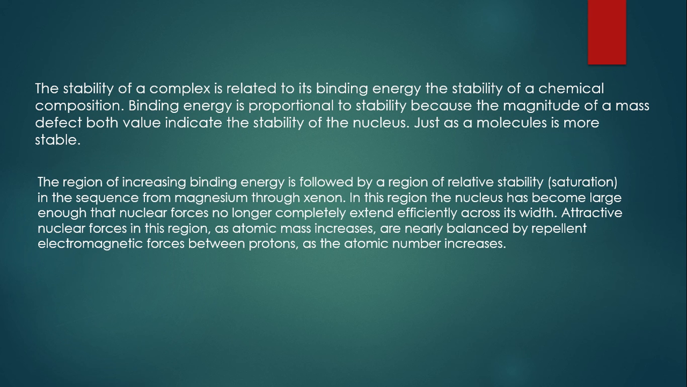The region of increasing binding energy is followed by a region of relative stability, in the sequence from magnesium through xenon. In this region, the nucleus has become large enough that nuclear forces no longer completely extend across it. The attractive nuclear forces in this region, as atomic mass increases, are nearly balanced by repulsive electromagnetic forces between protons as the atomic number increases.